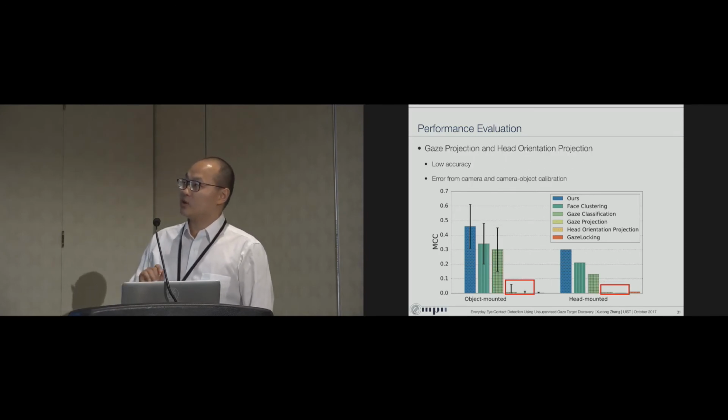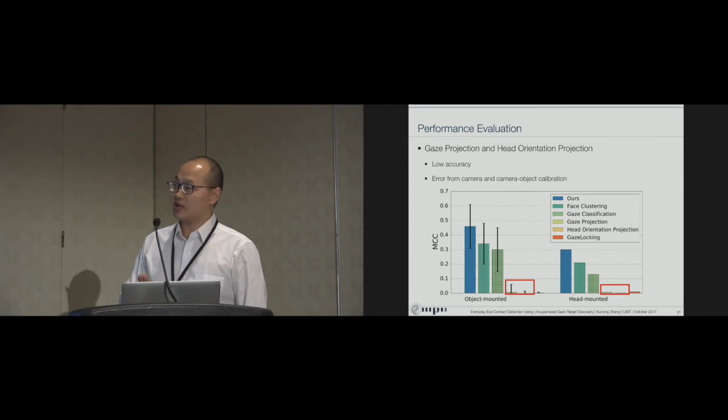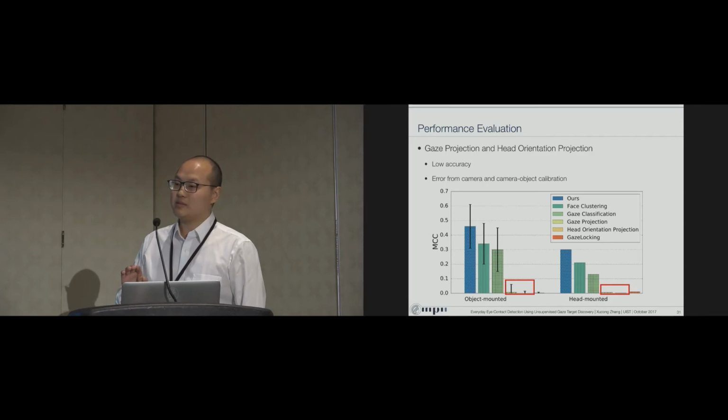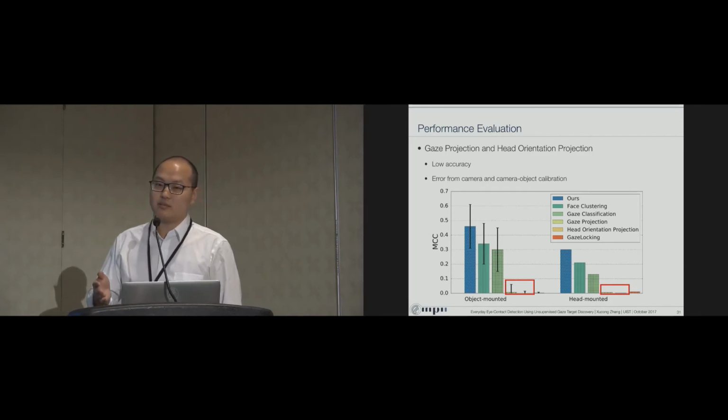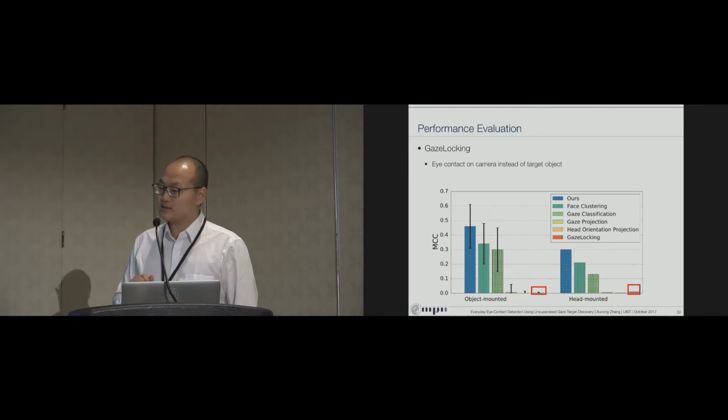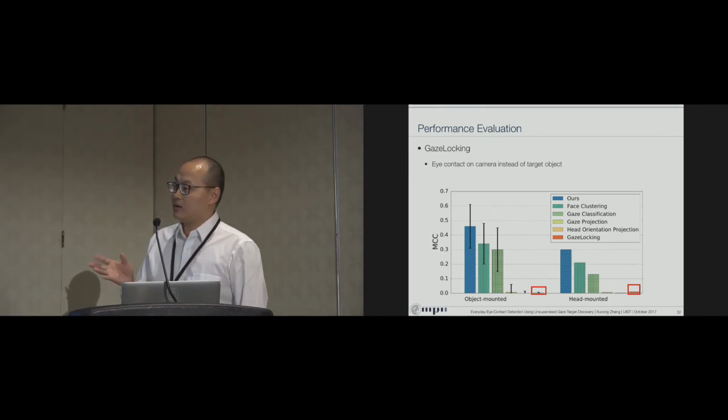And for the gaze projection and head orientation projection, they suffer from the raw estimation error, which is the gaze estimation measurement and also the head orientation measurement. And also they suffer error from the camera and camera-object calibration, which we did manually for those two methods. And at last, the gaze locking also performed very badly in our experiment.